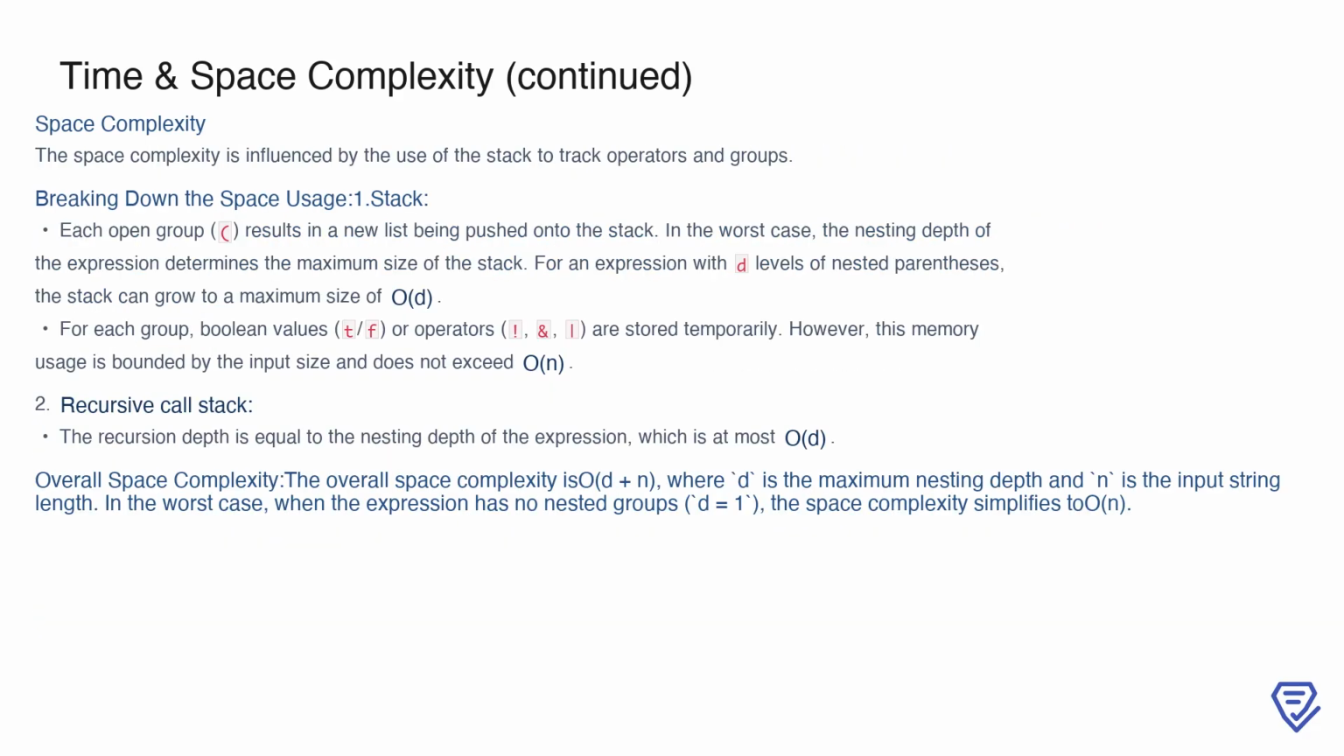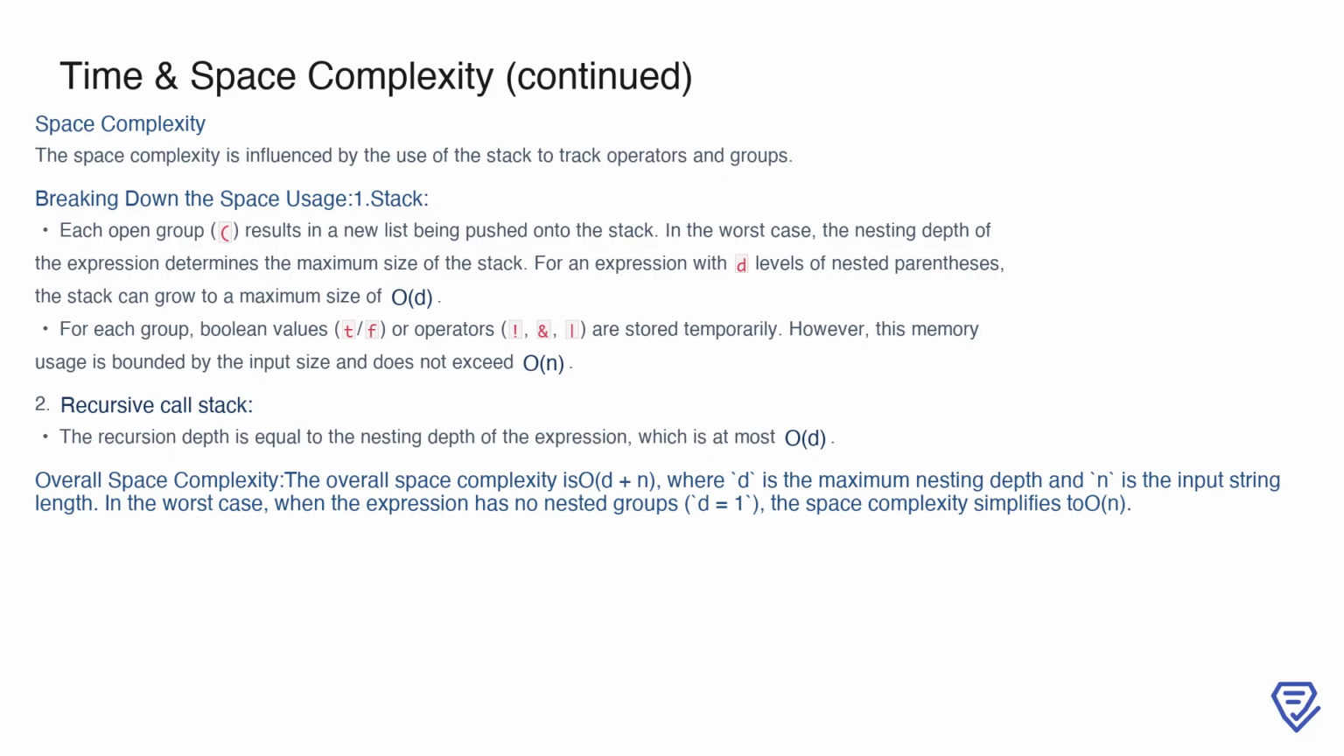Now let's look at the space complexity. The stack plays a key role here, as it is used to track operators and groups within the expression. Each open group, denoted by a parenthesis, results in a new list being pushed onto the stack. The maximum size of the stack is determined by the nesting depth of the expression, which we denote as d. So, in the worst case, the stack size grows to O(d). Additionally, for each group, the stack temporarily stores Boolean values like T and F, or operators like AND. This memory usage is proportional to the input size, contributing O(n).